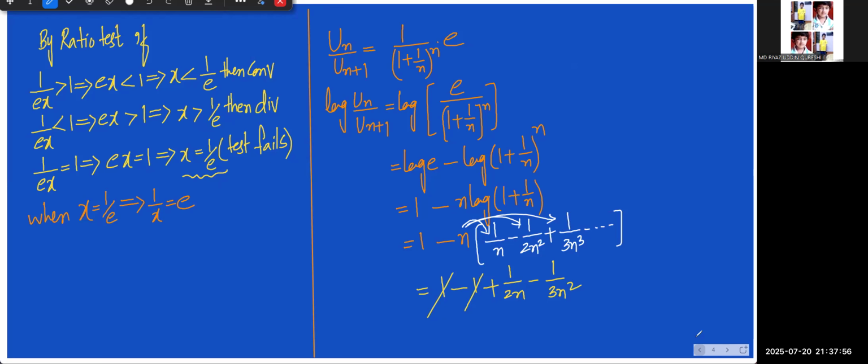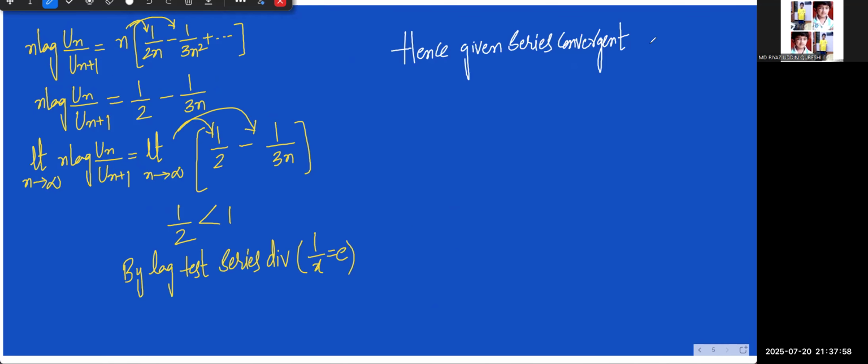When x is less than 1 by e, divergent. Divergent is happening in two cases here. When x is greater than 1 by e, convergent, and when x equals 1 by e. This is that. Finished.